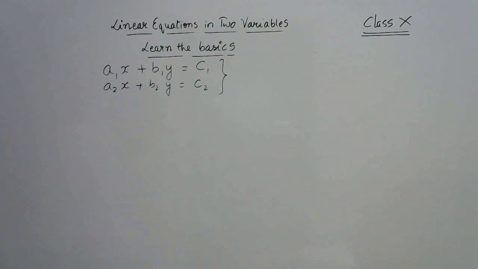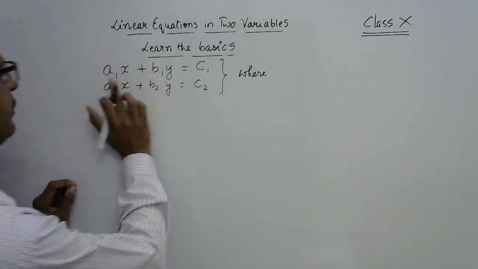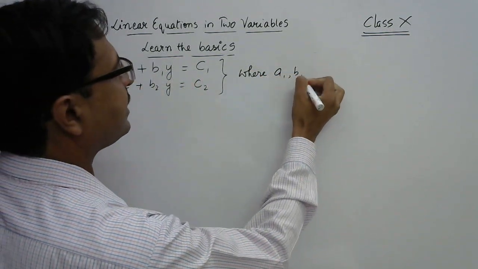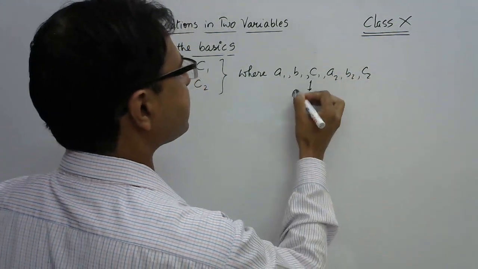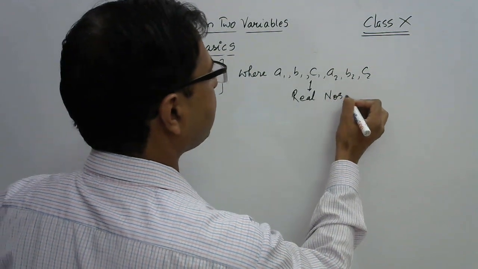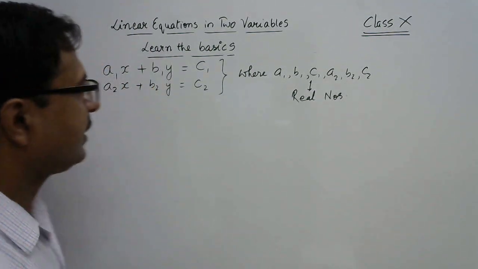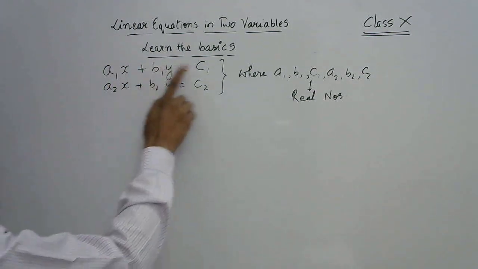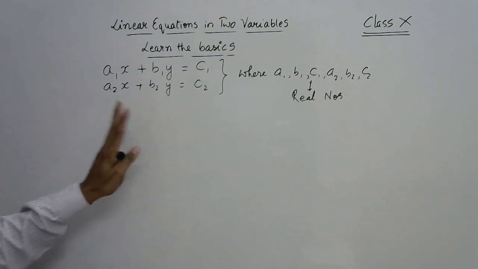Now what is the precondition? What is the basic condition of having two linear equations? Now see, all the coefficients here, a1, b1, c1, a2, b2, c2, are real numbers. So they can be in square root, or in decimals, fractions, integers, anything, but they are real numbers. So a1, b1, c1, a2, b2, c2 all are real numbers. So this is called a pair of linear equations in two variables.